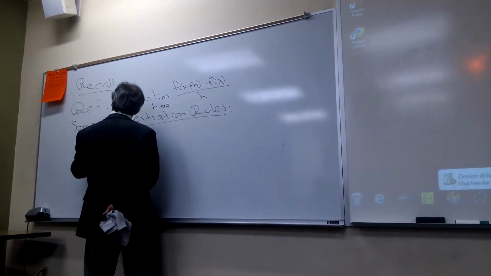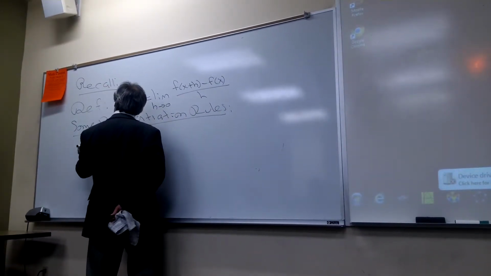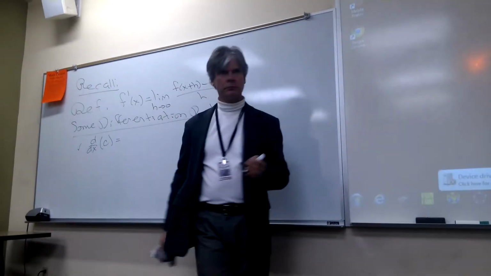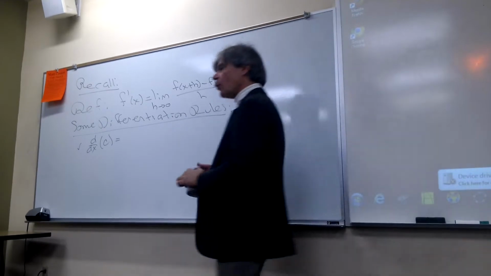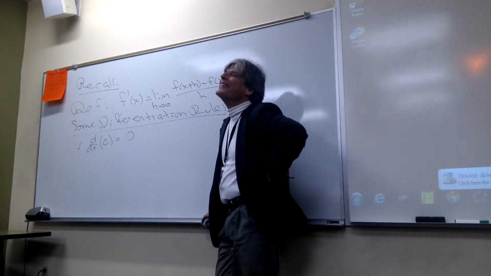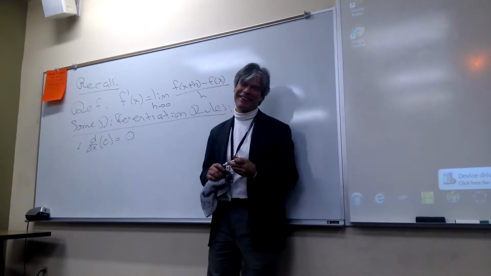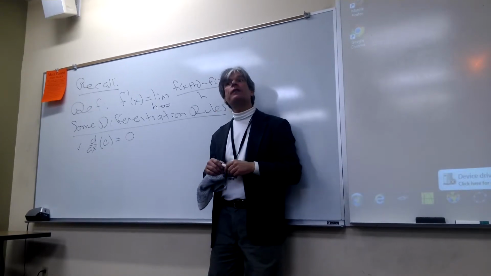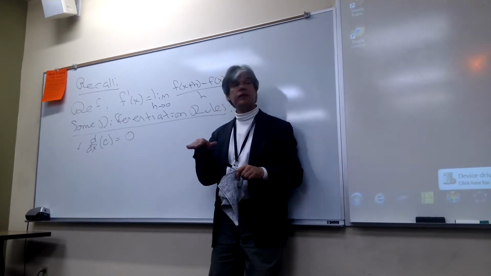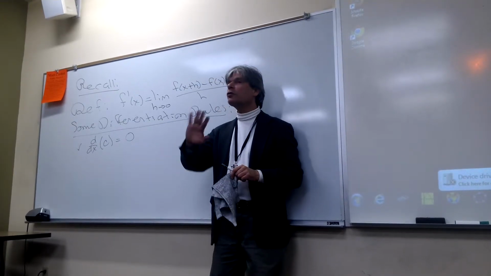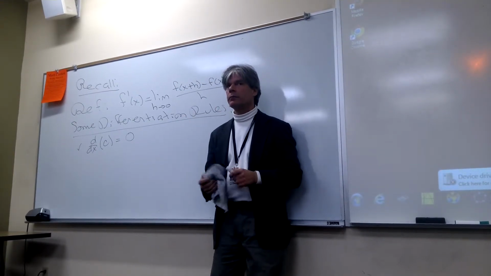If I were to differentiate with respect to x a constant, what should I get? 0. Why? Because the slope of y equals 2, for instance, is always going to be 0. Because the slope of y equals any constant c is the slope of a horizontal line, period. It should be 0. But you know what? You're correct. Let's prove it.